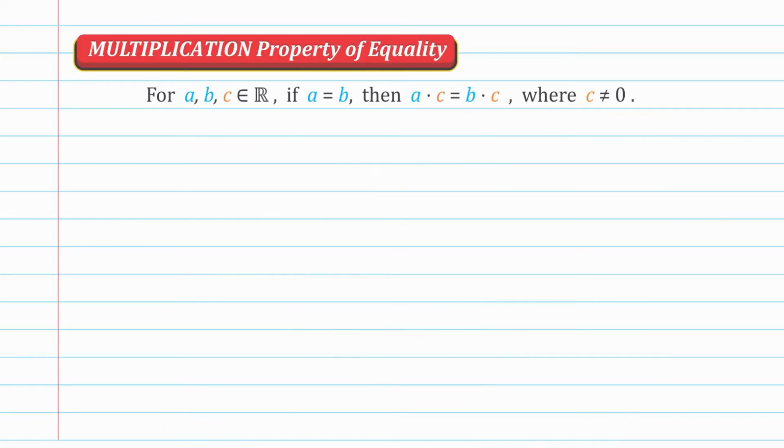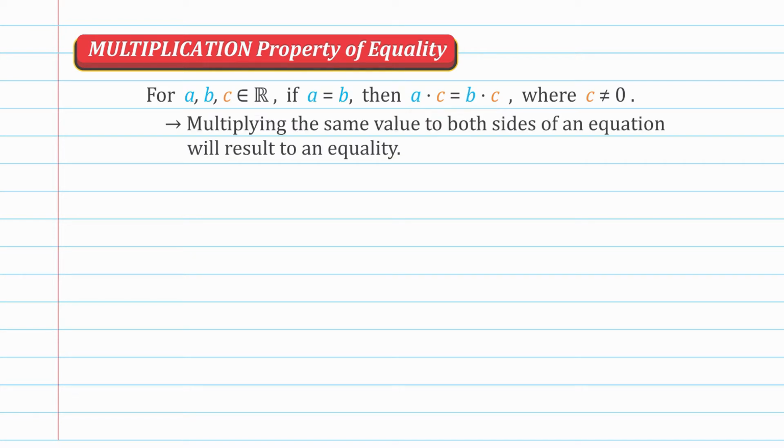Let's recall first the multiplication property of equality. Now, what does it say again? According to this, for A, B, and C, where all of these are elements of the set of real numbers, if A were equal to B, then A times C is equal to B times C. Now, what does this practically mean? It means multiplying same values to both sides of an equation will still result in an equality.